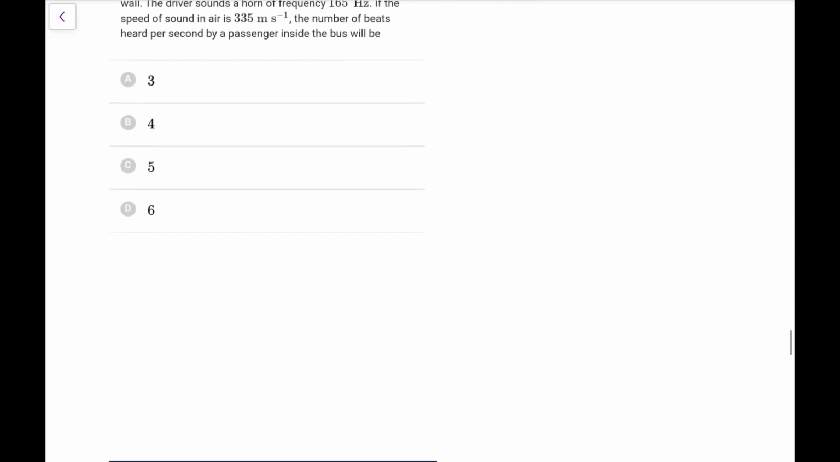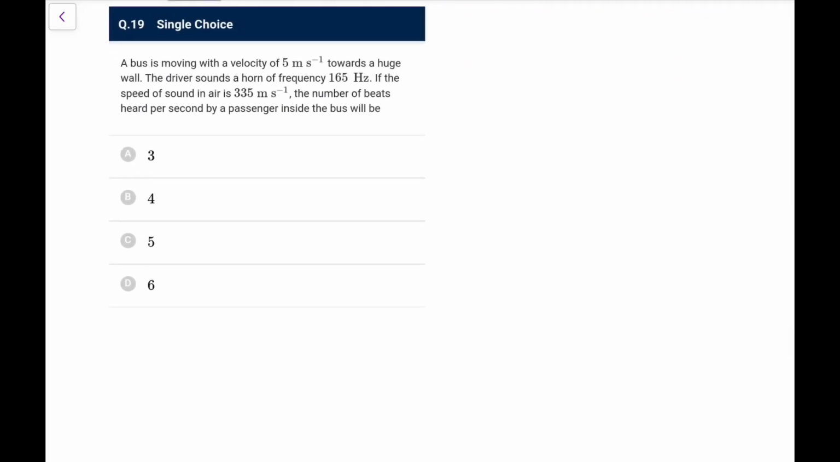Now next one. Bus is moving with velocity 5 towards a huge wall. Driver sounds a horn. If the speed is this, the number of beats heard per second by a passenger inside the bus is. Okay, so this is an interesting question. This is a bus, this is a wall.